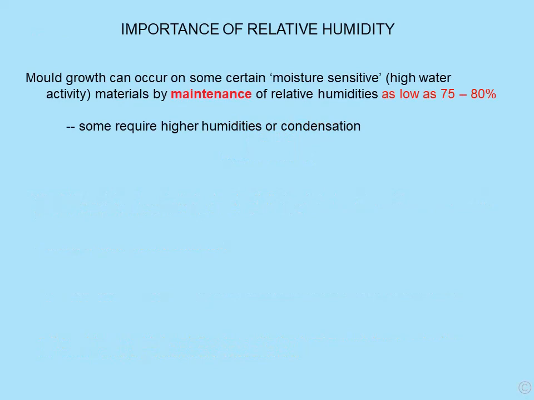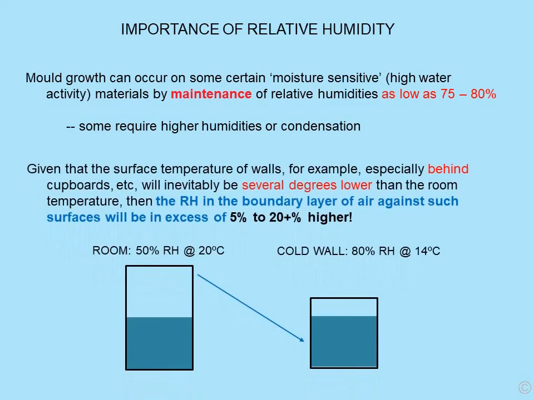Importance of relative humidity? Well, mould can grow on certain moisture-sensitive materials at relative humidities as low as 75 to 80%. Some require higher humidities or condensation. Given the surface temperatures of walls, especially behind cupboards, these are inevitably several degrees lower than the room temperature. In this case, the relative humidity in the boundary layer of air against such surfaces will be 5 to 20% higher than that in the room.